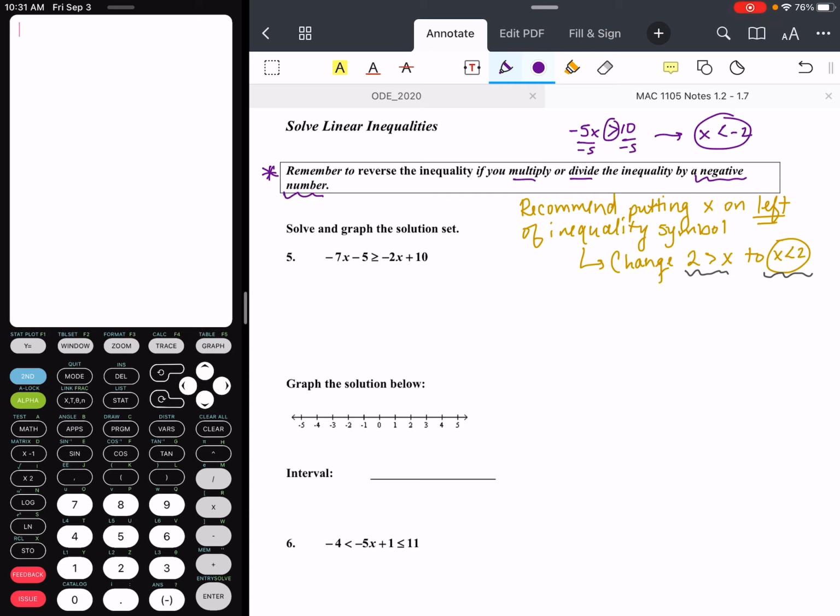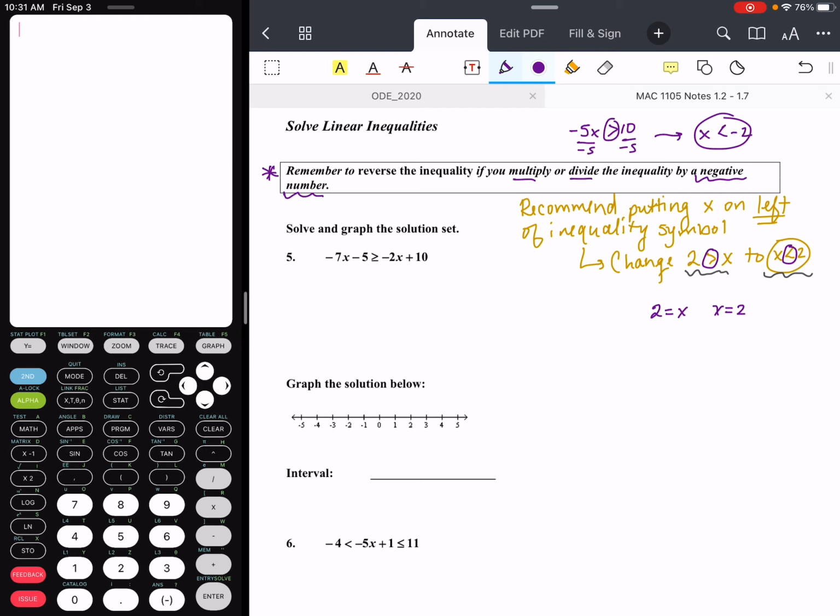All right, I also wrote in yellow down here, I recommend putting x on the left of your inequality symbol. So for example, if you solve an inequality and you get 2 is greater than x, I would go ahead and flip this to the equivalent x is less than 2. And I'm not saying anything new. This is just like getting 2 equals x and rewriting it as x equals 2. It's just a formatting thing. The only thing is the direction of your inequality matters when you flip the x and the 2. If 2 is always greater than x, then x is always going to be less than 2.